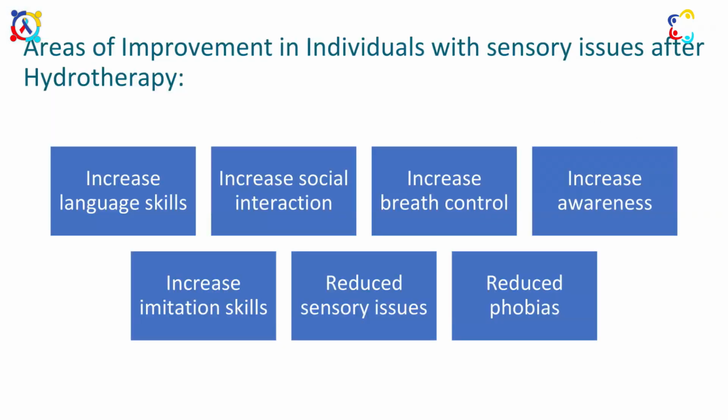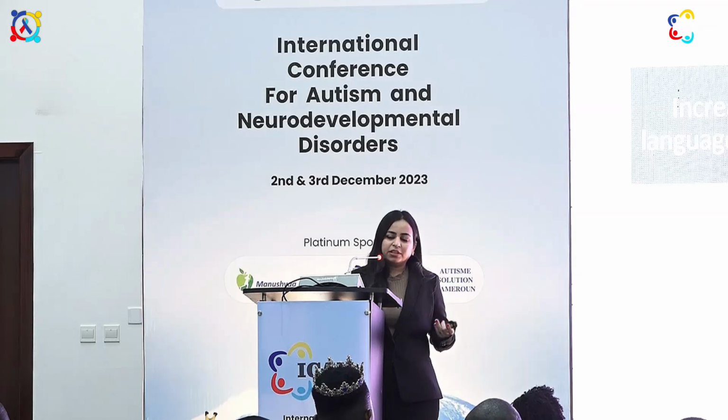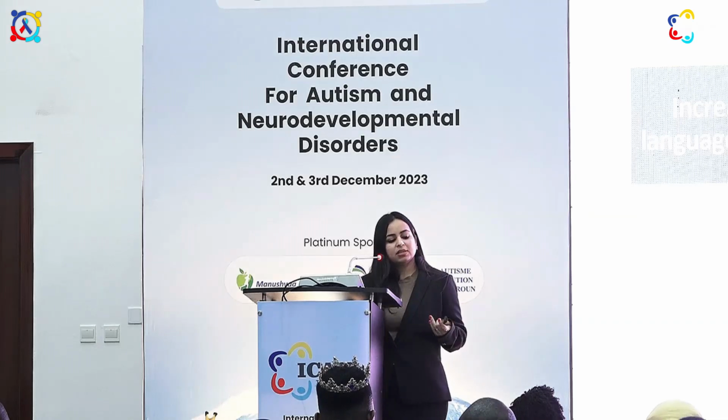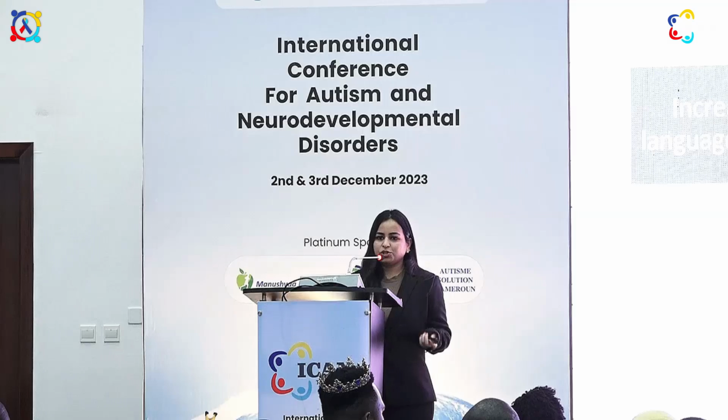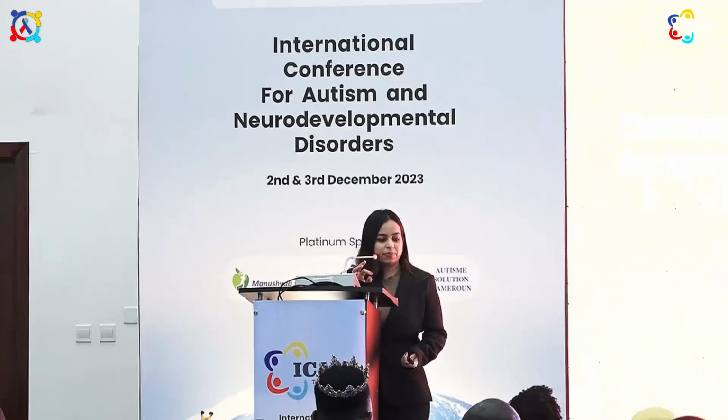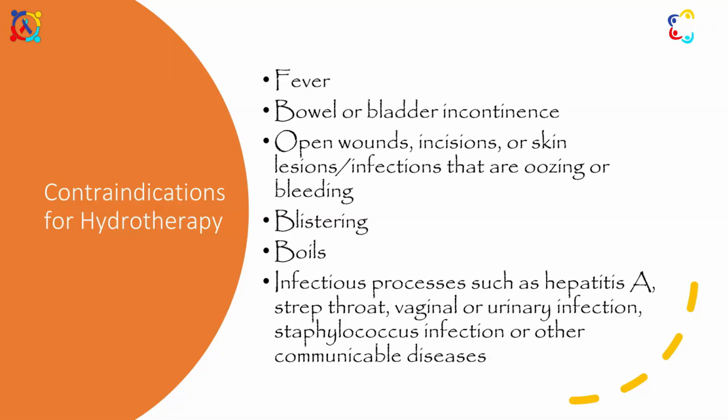And areas of improvement in sensory issues are: improves the language skills, increases social interaction, increases breath control, increases awareness, increases imitation skills. There's reduced sensory issues and reduced phobias. There are certain contraindications that one has to be aware of. There are absolute contraindications, there are relative contraindications.